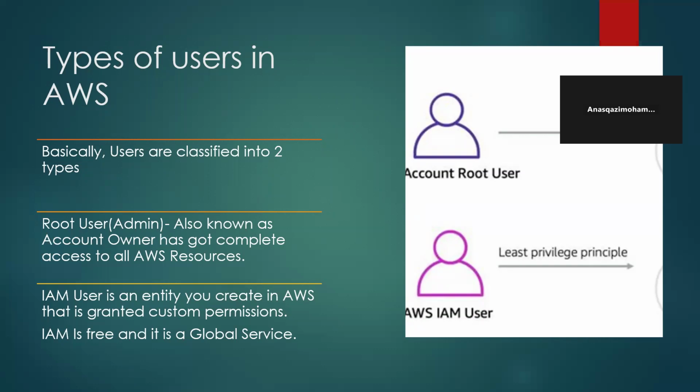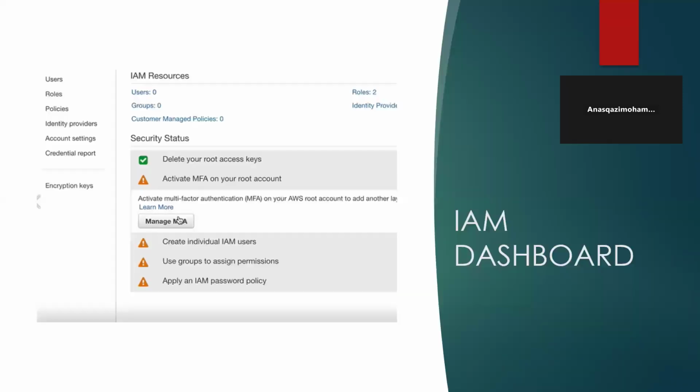So the root user is the admin user who has got the admin privileges. He can do any changes, and the IAM user is nothing but a normal user who can be given customized permissions so that he could go in and use that particular service. So one thing to remember is IAM is a free service and it is global. It is not regional. Moving on, this is the IAM console.